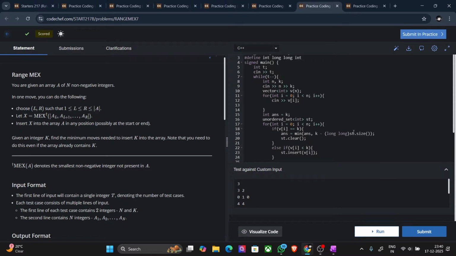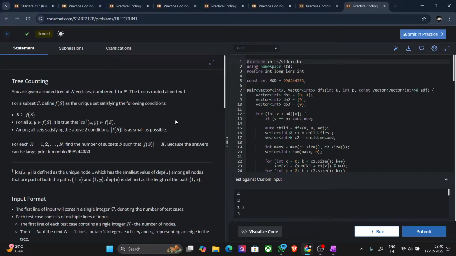Okay, so let's move toward the last problem, which is tree count. Okay, in this problem, give me a second.